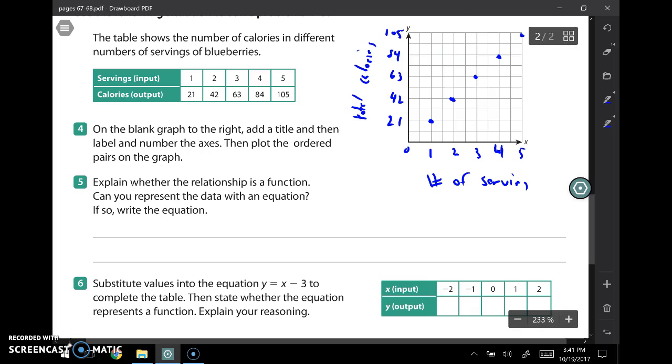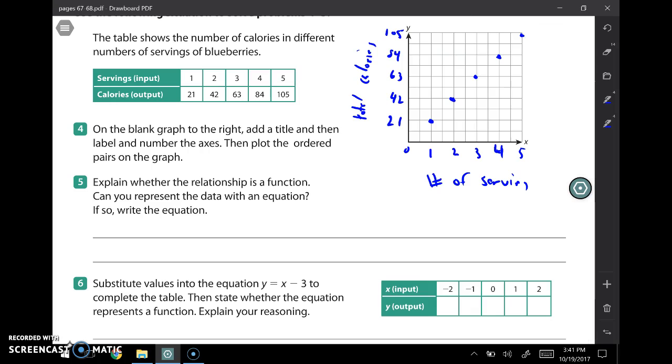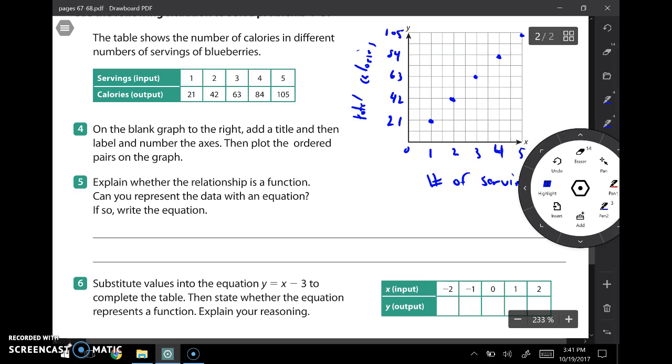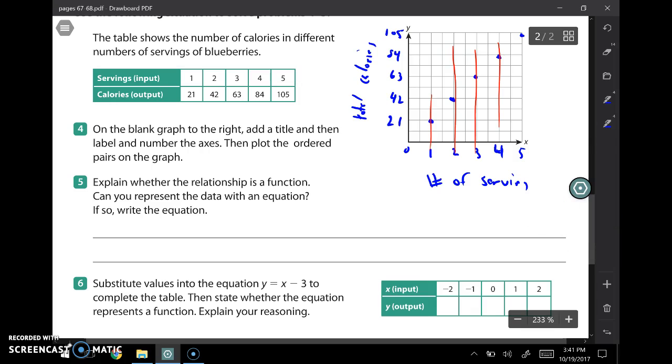Explain whether this relationship is a function. Can you represent the data with an equation? Yes, it is a function because for every input there's only one output. We also talked about in class that you can do the vertical line test, and it passes the vertical line test. So it is a function, because there is only one output for every input. I'm just using the vocabulary.